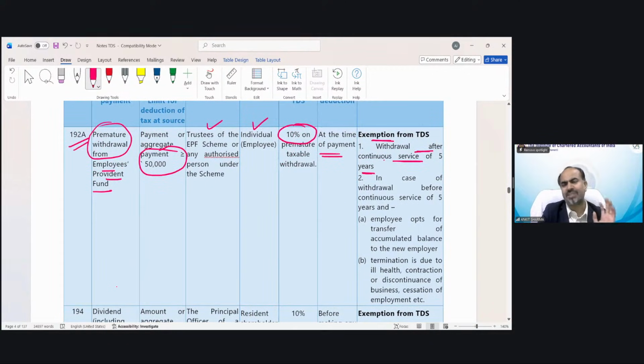Even there are certain exceptions. If you withdraw even before 5 years for medical reasons, etc., or if you transfer your provident fund amount to another employer organization, then even if you withdraw before 5 years, there would not be any TDS deduction. So even before, if the employee opts for transfer of accumulated balance to the new employer, you withdraw from one employer, you do not use it.